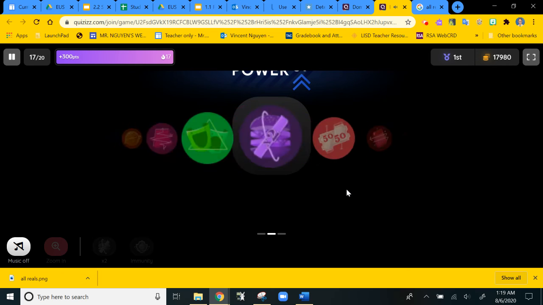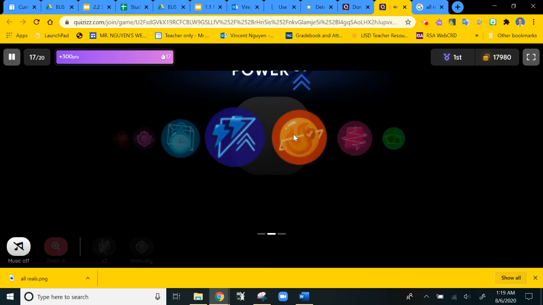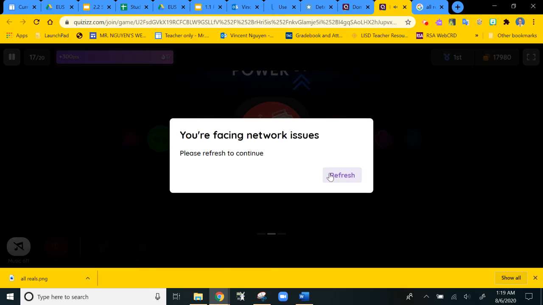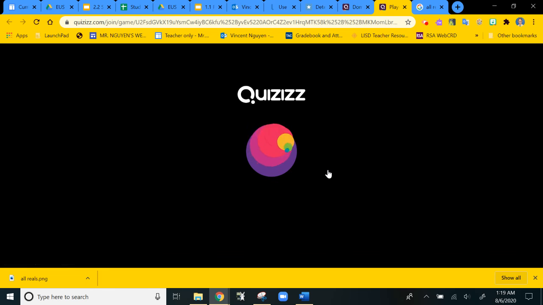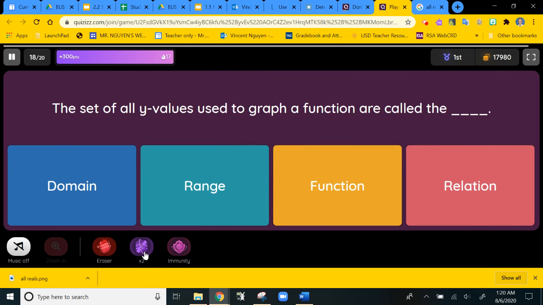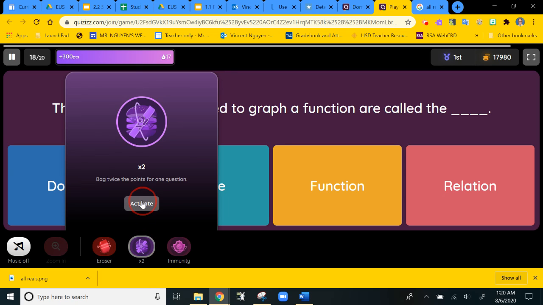Number 17. Oh, come on, stop. Oh, I gotta use up all of these because I'm almost done. Stop. Oh, every single time. Wow. I'm gonna do times 2. I don't need the erasers, do I? I need times 2. Oh, I actually have to activate it.